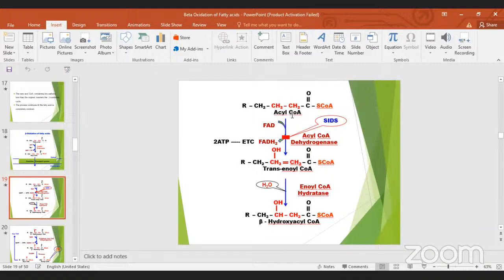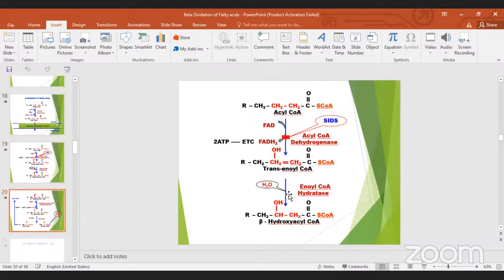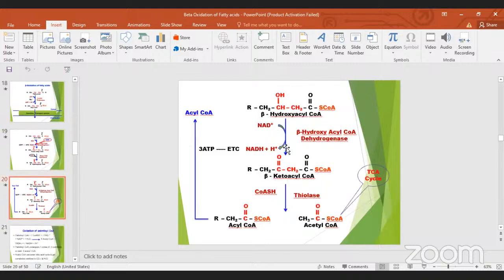Here acyl CoA dehydrogenase utilizes FAD, with loss of hydrogen converting it to FADH2, to form trans-enoyl CoA. This trans-enoyl CoA, by adding some amount of water, forms beta hydroxyacyl CoA. Now this beta hydroxyacyl CoA utilizes NAD plus to form beta keto acyl CoA.